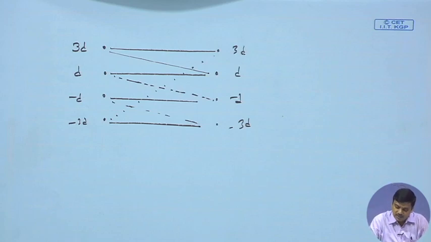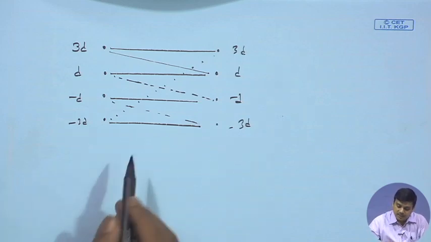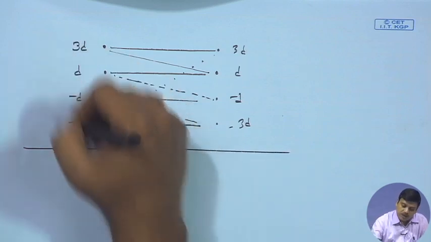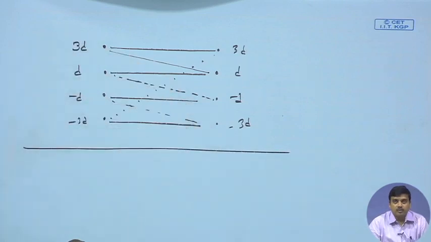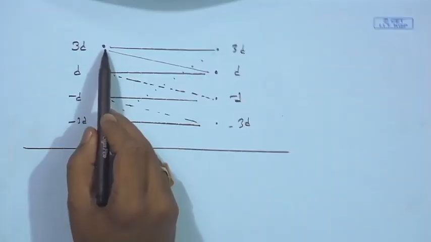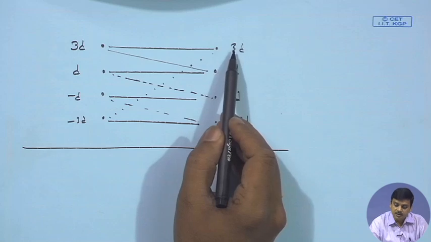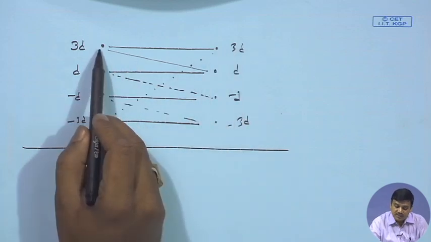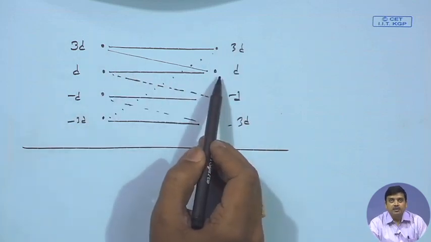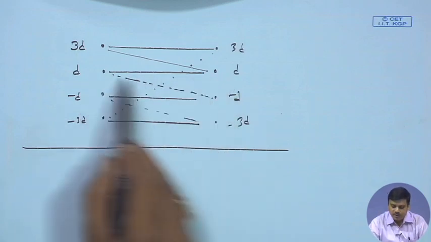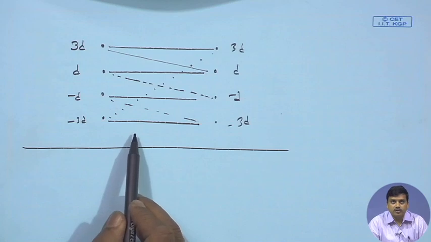In this case we could roughly do something like this. Suppose all are equiprobable, as we started with the equiprobable discussion at some point. If I send 3D and I get 3D, it is a correct decision. If I send 3D and I get D, we are getting into error. The same discussion follows for D to D and D to minus D and so on and so forth.